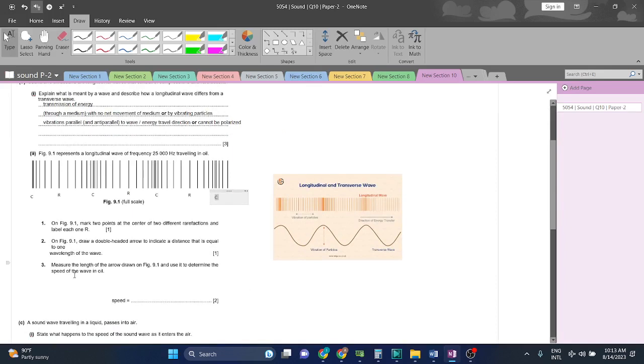On figure 9.1, draw a double-headed arrow to indicate a distance that is equal to one wavelength of the wave. To represent one wavelength of the wave, that would be equal to one rarefaction, one compression and one rarefaction. Or you can also do it like this. I've had you do it once before, I think in P1. So one compression, one rarefaction, one compression.